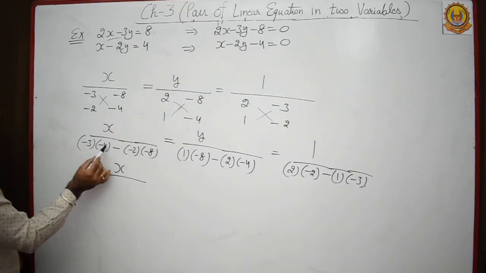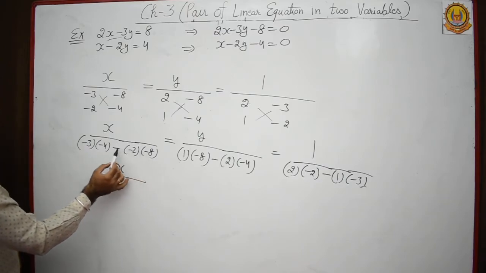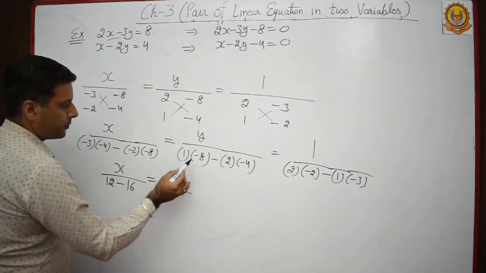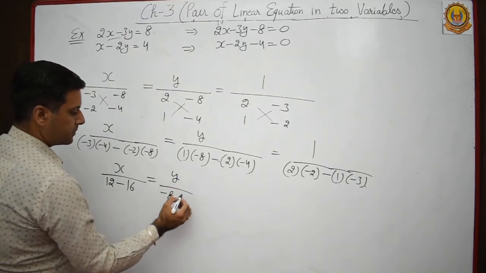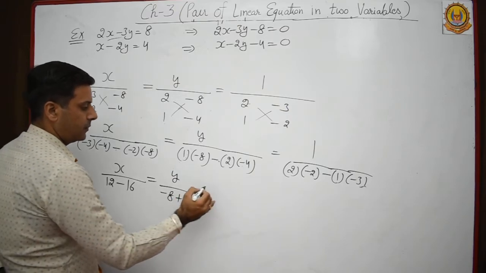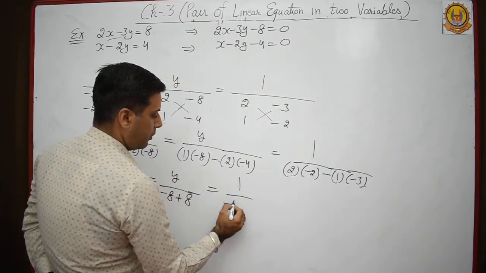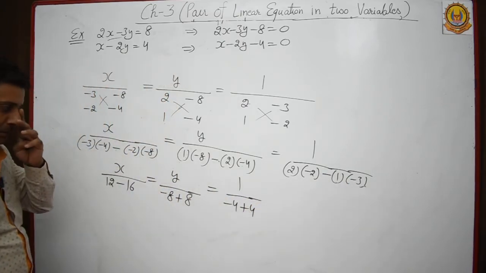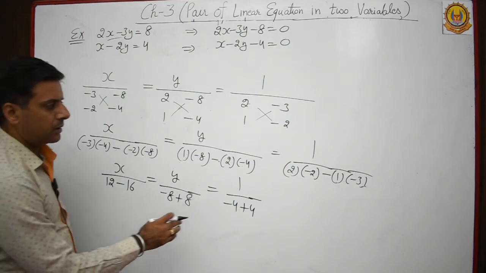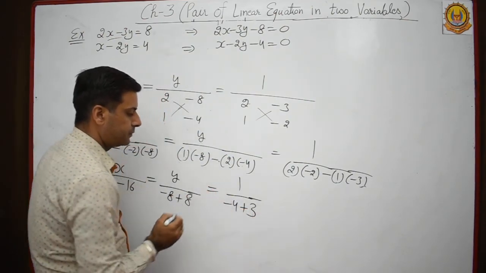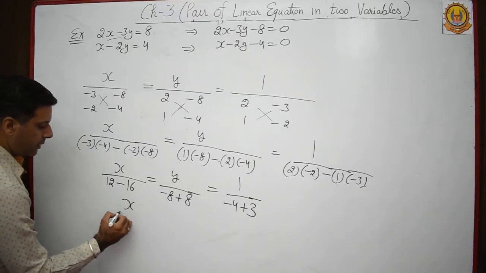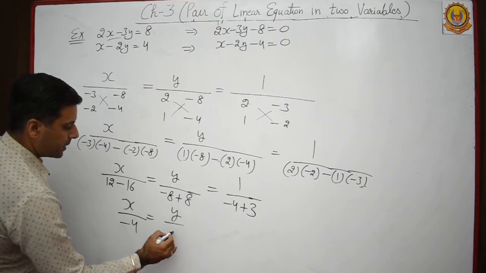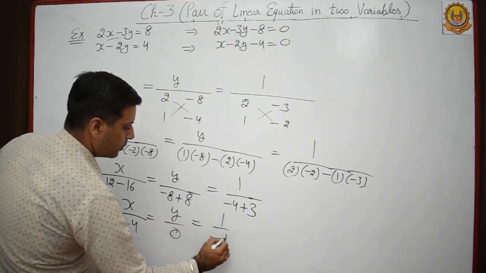So x divided by: 3 times 4 is 12, minus times minus, minus 3 minus 4, so it is plus 12; minus 2 times minus 8 is 16. So y: 1 times minus 8 is minus 8, minus of 2 times minus 4 which is minus 8, so minus minus plus 8. For the last term, 2 times minus 2 is minus 4, minus of 1 times minus 3, so plus 3. Clear? After that, x divided by 12 minus 16, that is minus 4; y divided by minus 8 plus 8, that is 0; then 1 divided by minus 1.